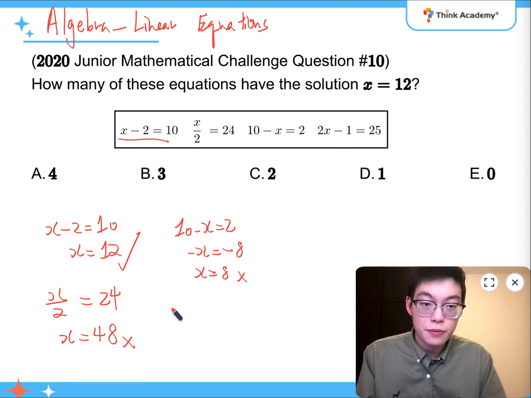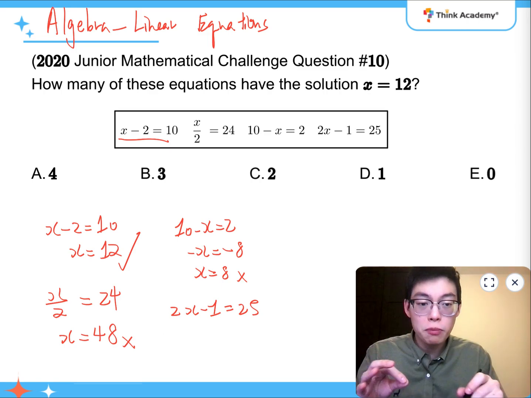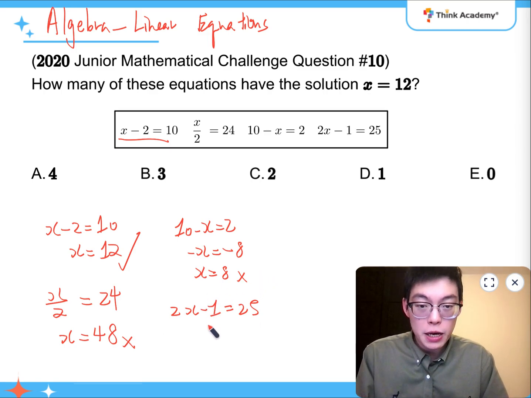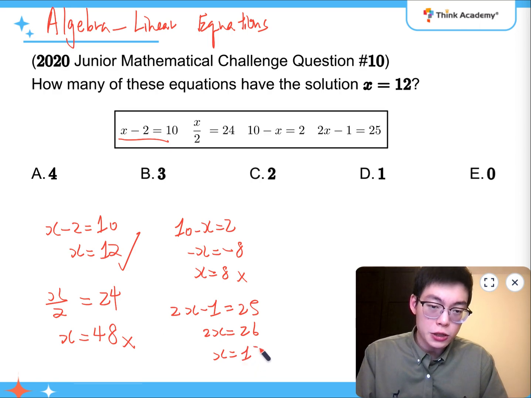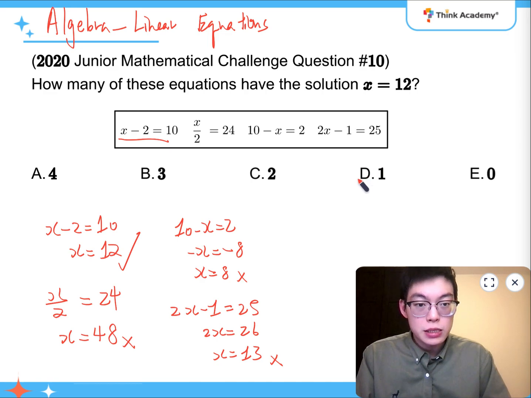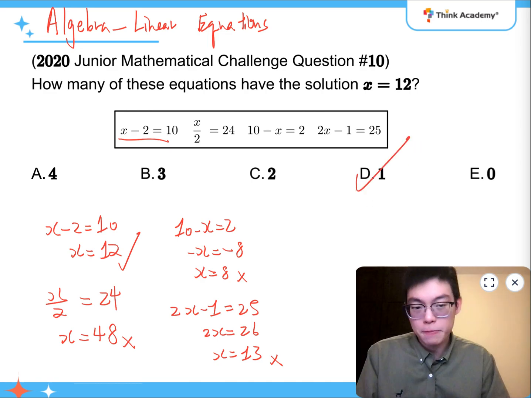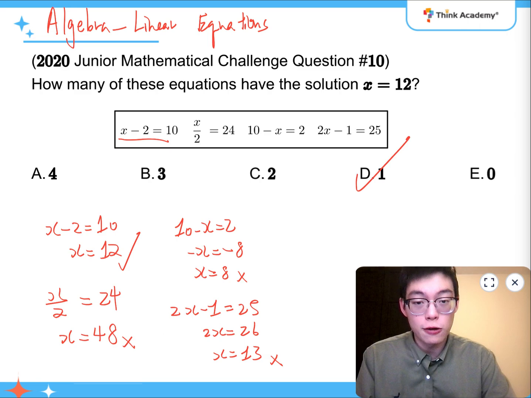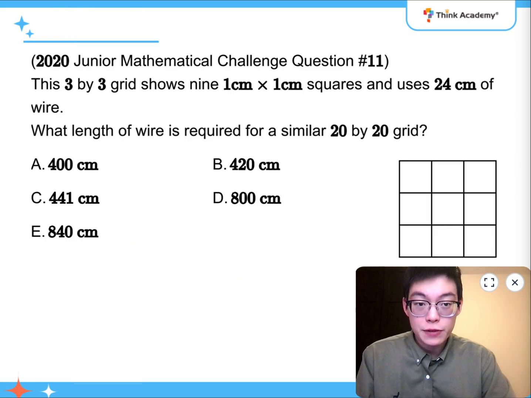And the last one, 2x take away 1 equals 25. So you add 1 on both sides first to cancel out the number, get around the like terms. 2x equals 26. Divided by 2, x equals 13. So that's wrong again. So we have 3 falses and 1 true. So the answer is going to be just one of them having the solution of x equals 12, which is the first one. Alright, that's how we solve this problem. Well, if you're strong in algebra, that's super easy for a question.